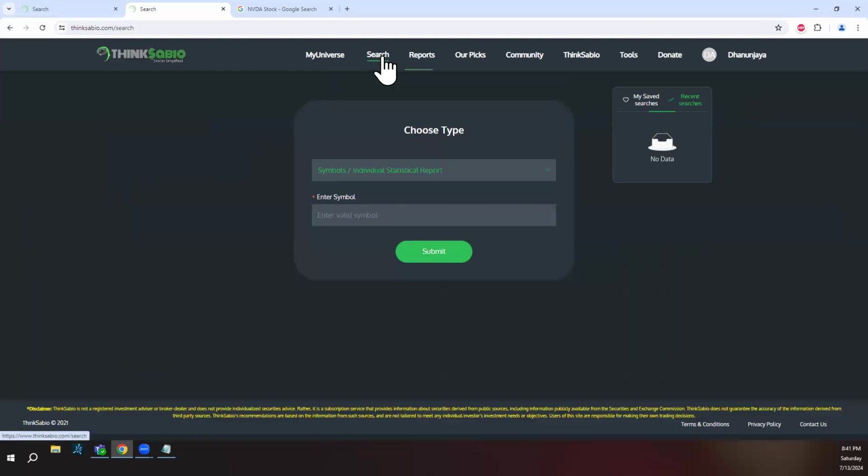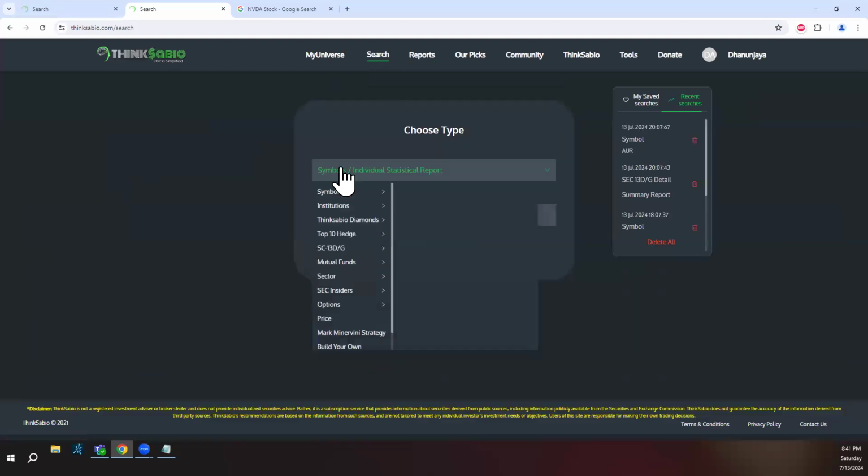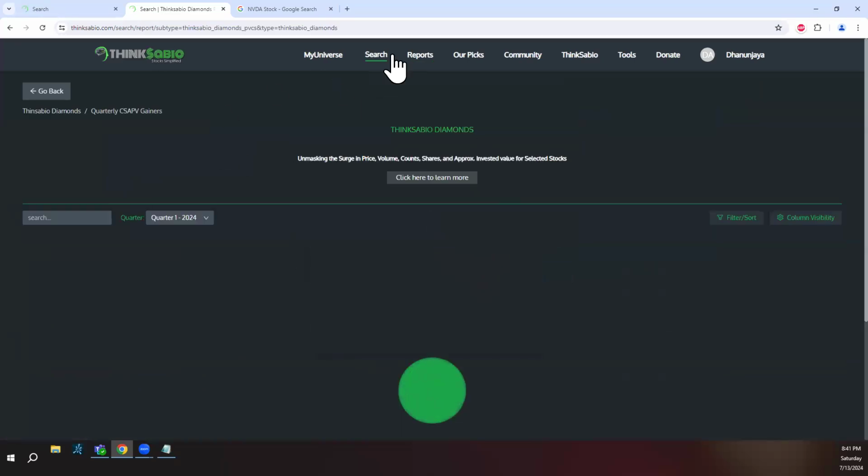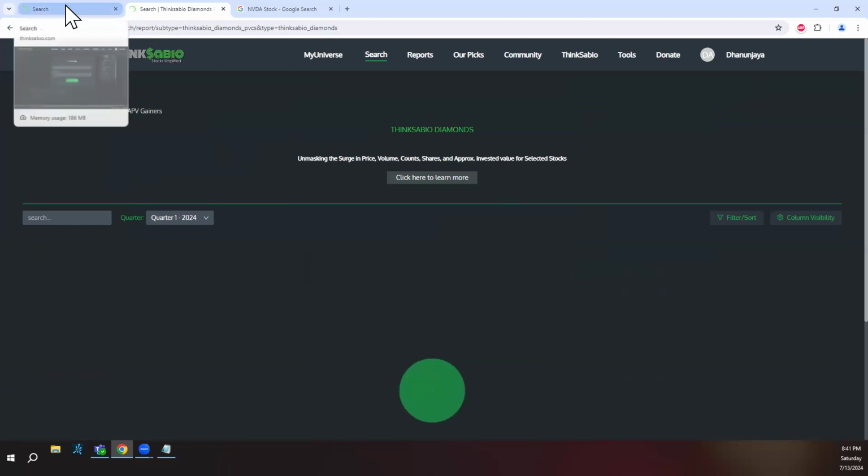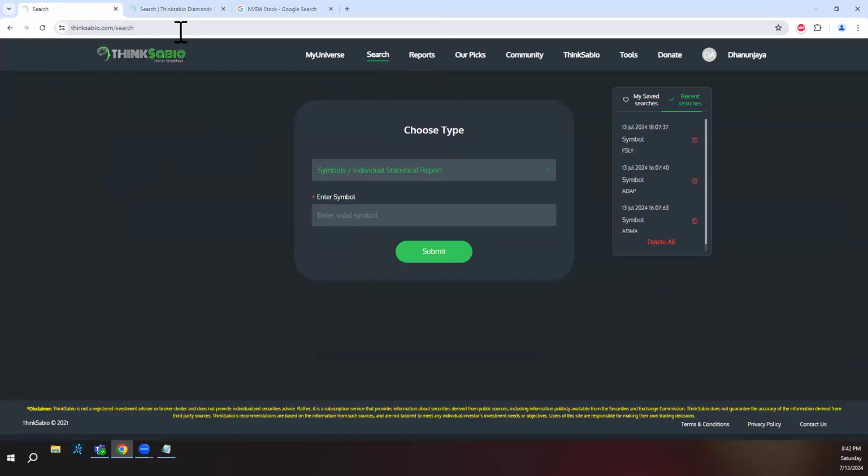Okay. Other than that, when you go to search, there are your diamonds, maybe some report we will be able to see. Let's see if that comes up.